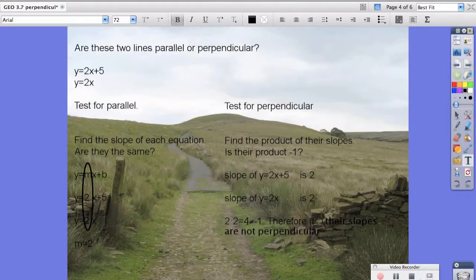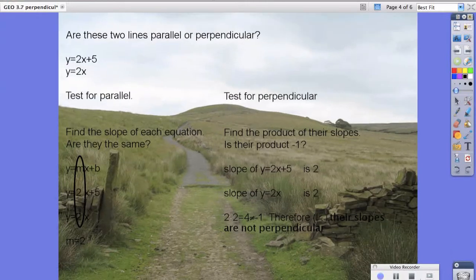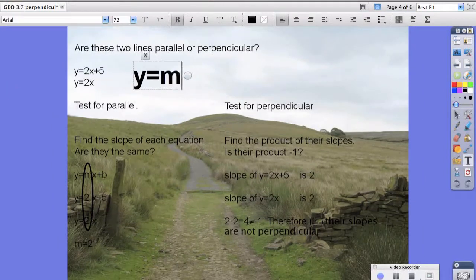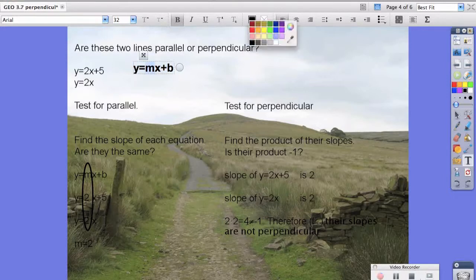So we look at the question that says, are these two lines parallel or perpendicular? You should always look at these when you are asked this question in the following manner. One, let's see if their slopes are the same. So remember, y equals mx plus b is the equation of a line in slope-intercept form, where m is your slope and b is your y-intercept.